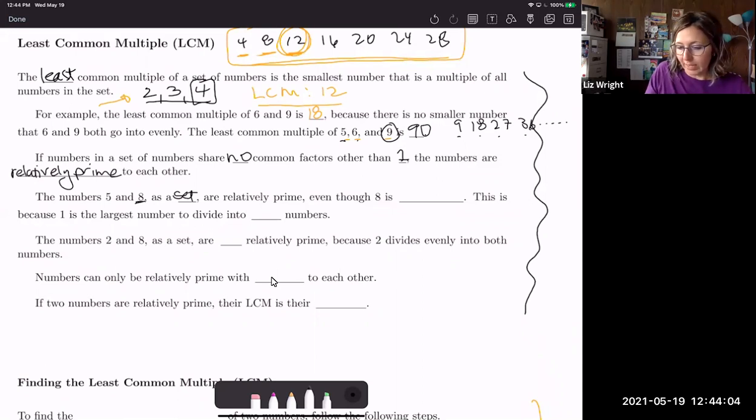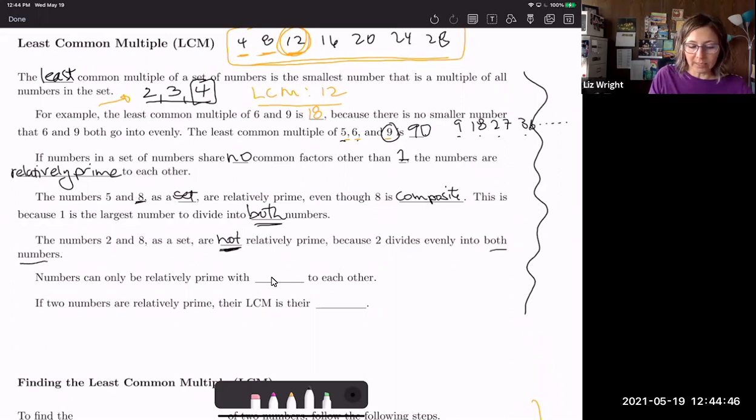Let me fill it in. Even though 8 is composite, they are relatively prime compared to one another because they don't have any other common factors. And the largest number that is going to be divided by both of them is 1. And so that's why they're considered relatively prime. All right, so this is because 1 is the largest number to divide into both numbers, which is what we were just talking about. The numbers 2 and 8 as a set are not relatively prime because 2 divides evenly into both numbers.